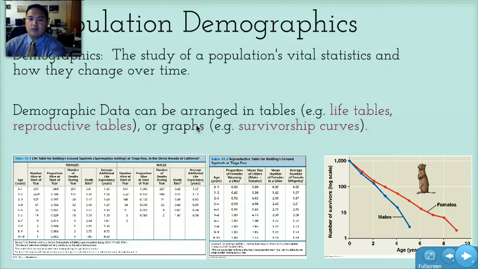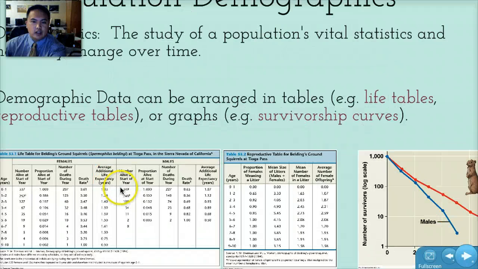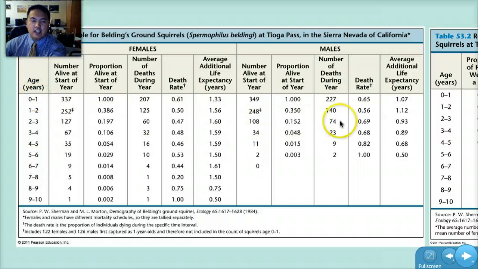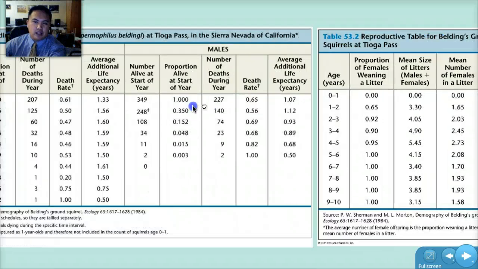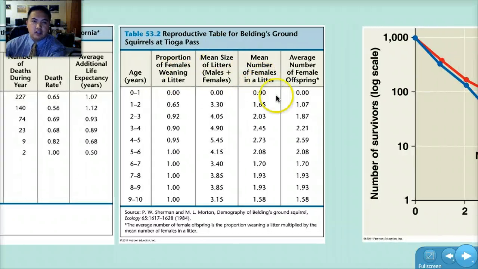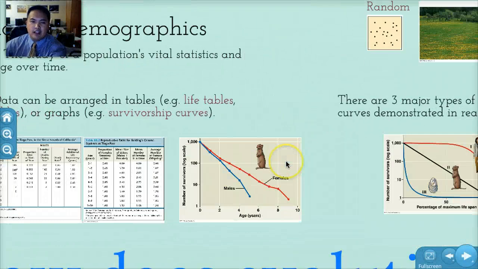When we talk about demographics for a human population, we usually talk about gender, income, stuff like that, religion. So here are some ways that we could organize it. It's not really important that you know what these tables mean, but just know that things can be organized in tables for demographics. So this one, we're talking about death rate and life expectancy, size of litters, proportion of females weaning a litter, number of females in a litter. All this stuff is what you can use to describe demographic data.